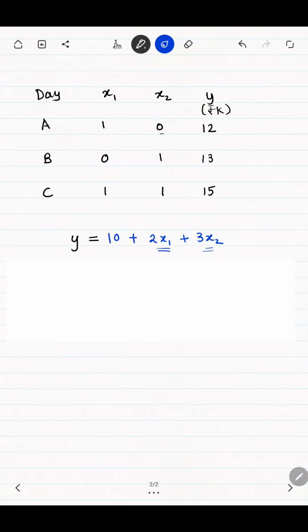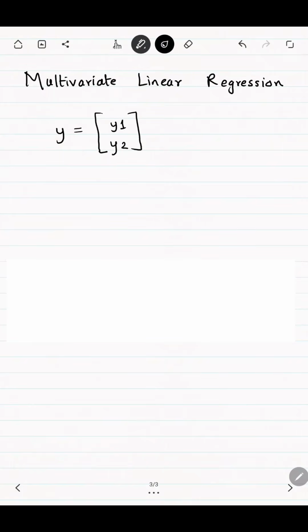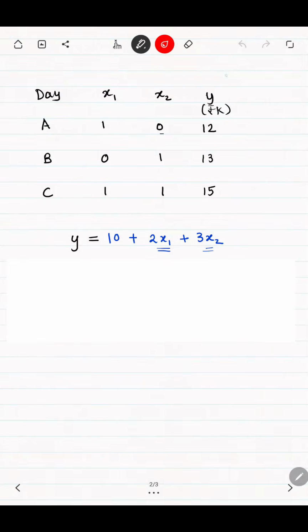Now come to the other part, which is multivariate linear regression. This means that instead of just predicting a single y, we now have multiple outputs at the same time. So instead of just having y, we have a vector y, that is y1 as well as y2. So we are predicting ice cream sales. Along with that, we are also predicting cold coffee sales.